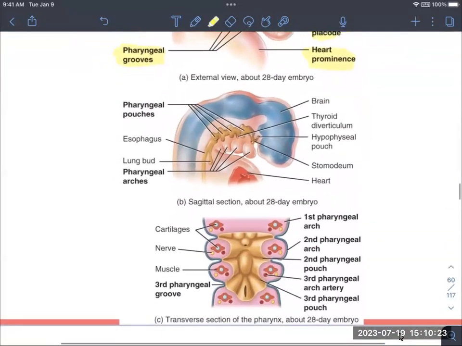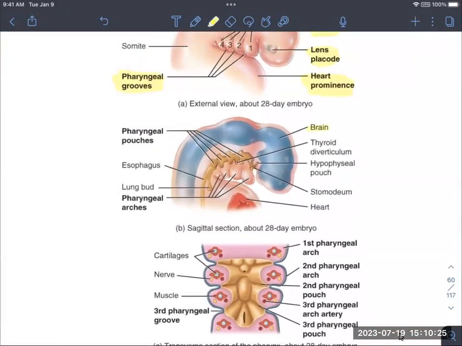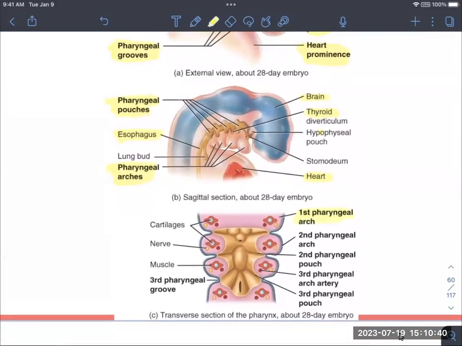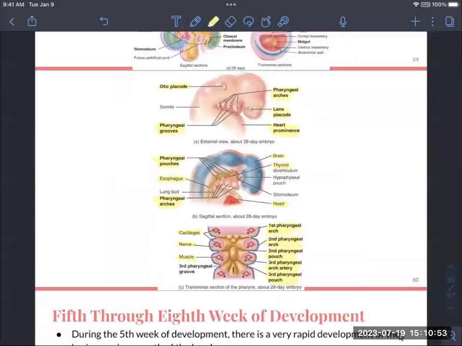But you're going to further go, we have the brain starting to develop, we have the thyroid, the heart is starting to develop even further, these pharyngeal arches, these pharyngeal pouches, we have the esophagus starting to come. We can see all of these different pharyngeal arches. Everything starting, the cartilage, the nerves, the muscles. These are all being created. This is about day 28 already.